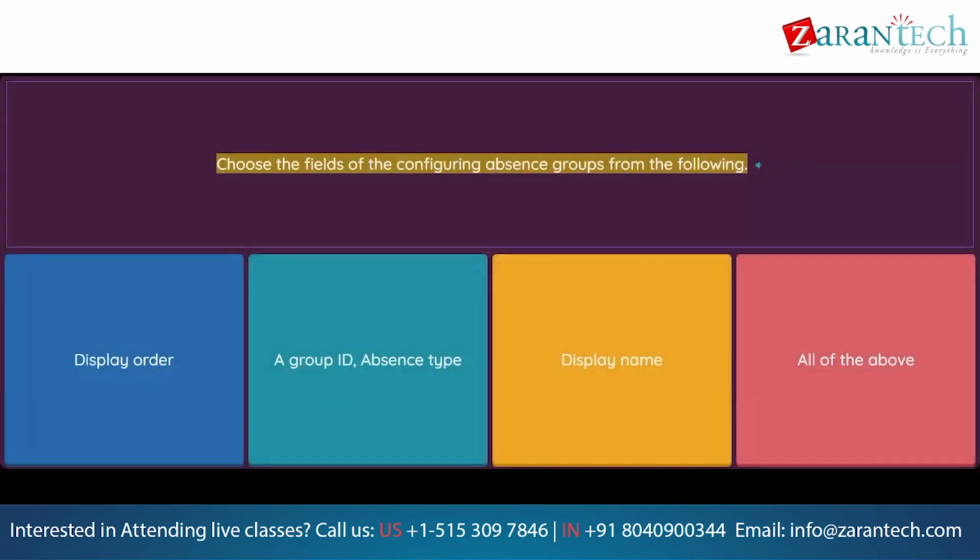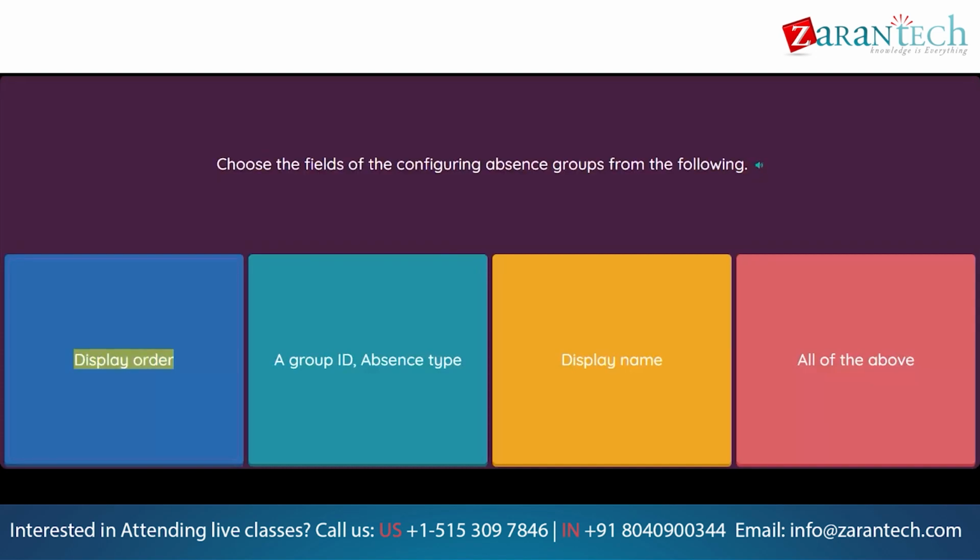Question: choose the fields of the configuring absence groups from the following. Option 1: display order. Option 2: group ID, absence type. Option 3: display name. Option 4: all of the above.